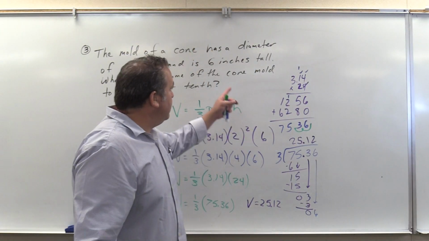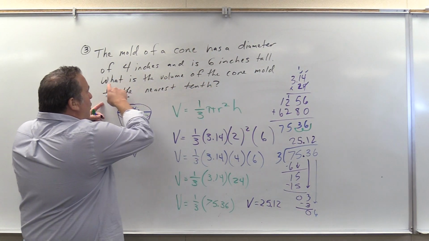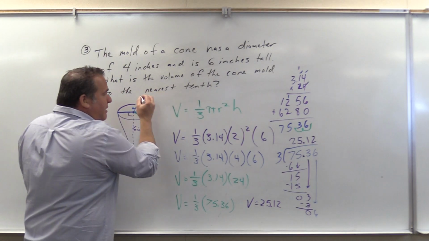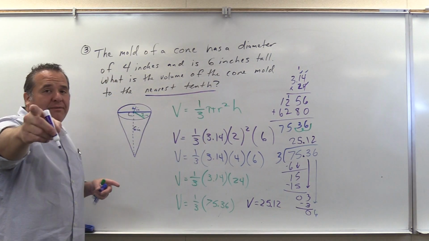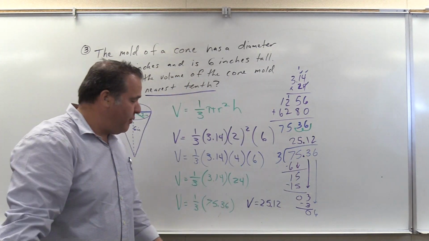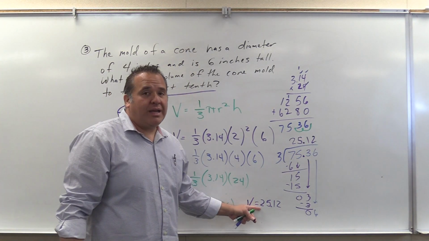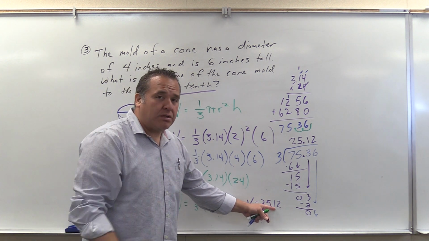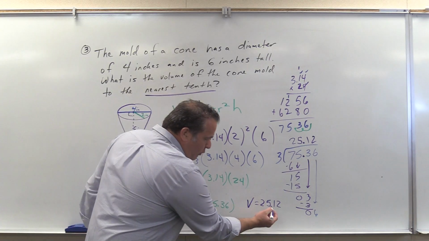Now we think we're done, but we didn't answer the question correctly. Because the question says, what is the volume of the cone mold to the nearest tenth? You see that right here? That means we have to round. Hopefully y'all remember how to round. To round this number 25.12 to the nearest tenth, the tenth is the first number after the decimal, okay?